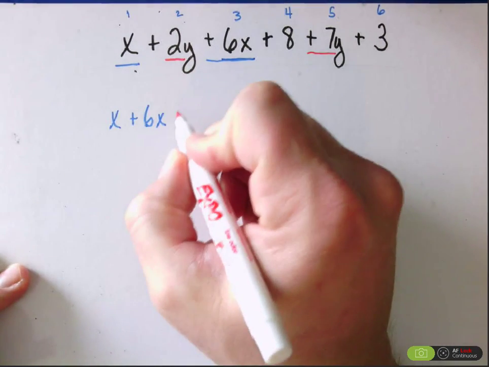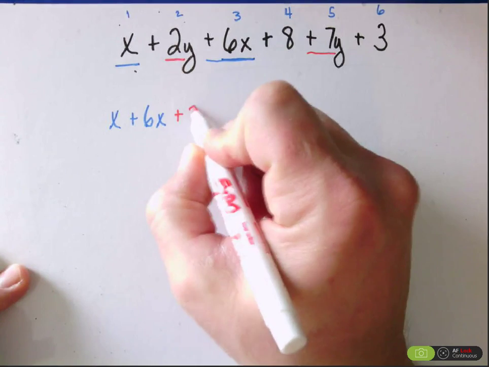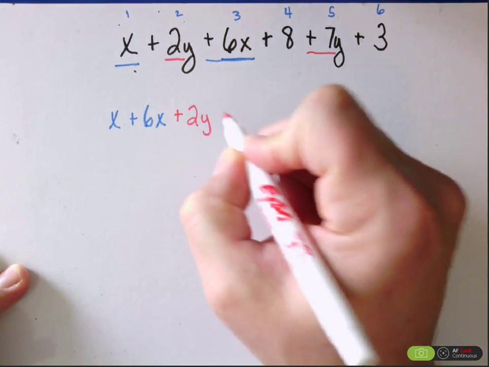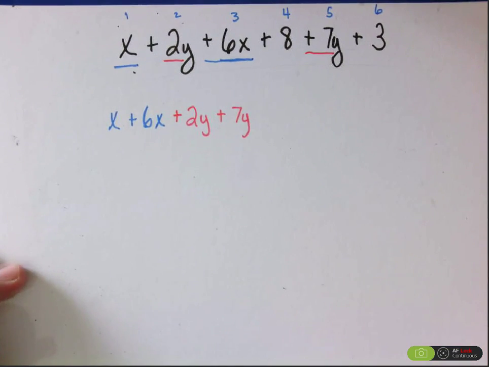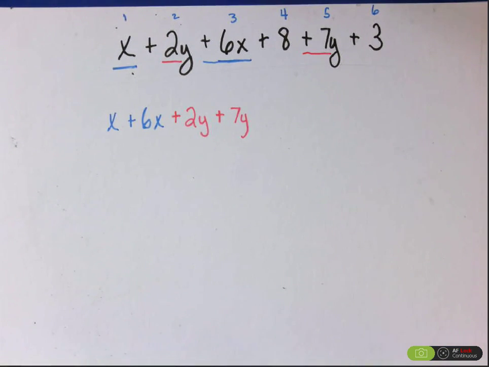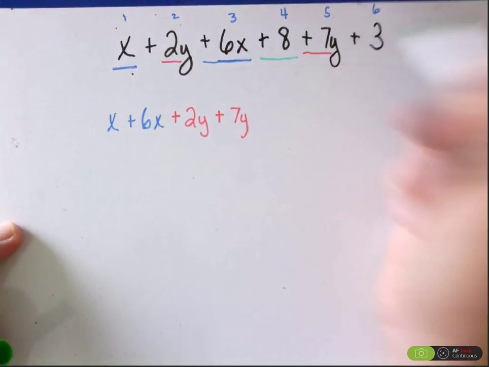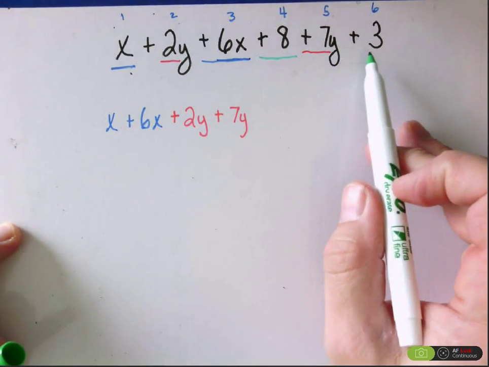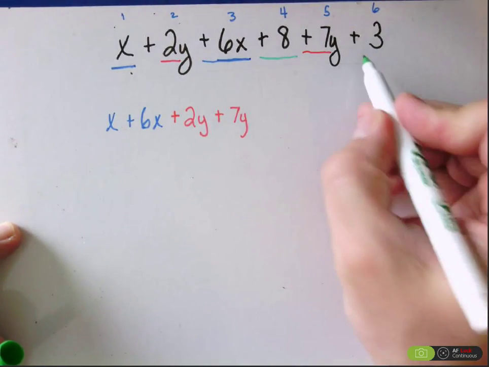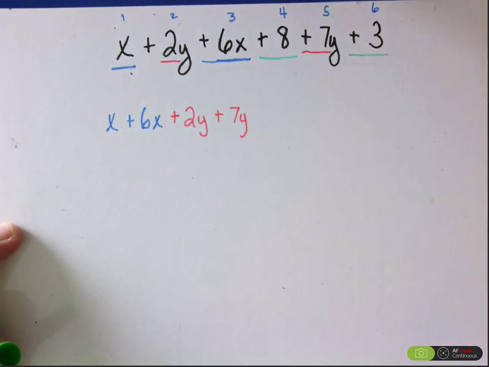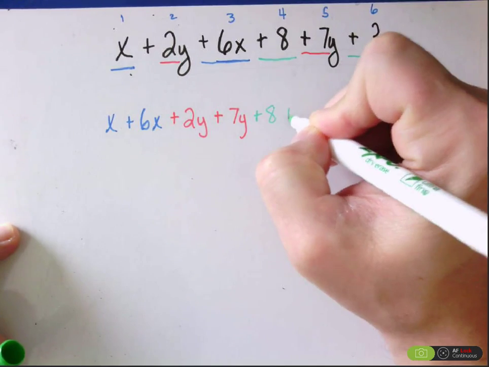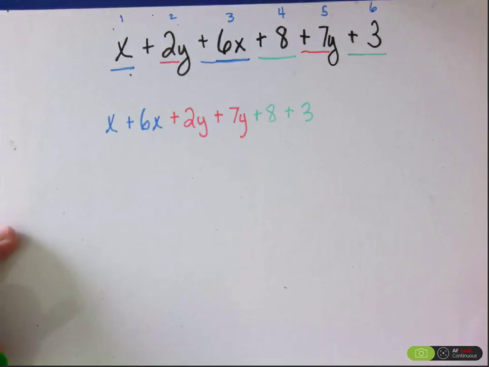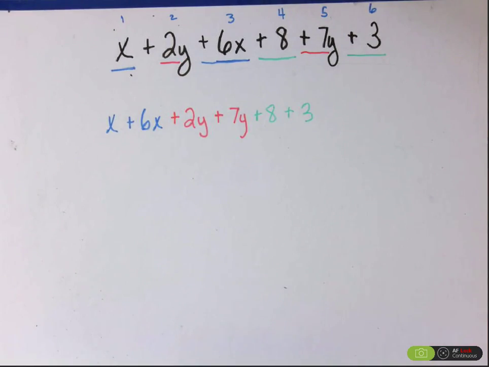Okay, so let's write those down. Plus 2y and plus 7y. Now we're left with 2 terms after the fact. We have plus 8, and the last term is plus 3. They are both constants, so they are like terms. Constants are always like. Okay, so we have plus 8 and plus 3. Now I can start to combine these.